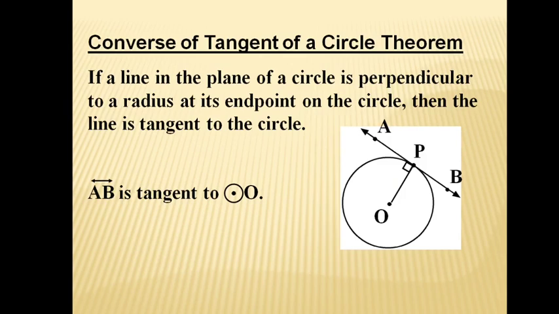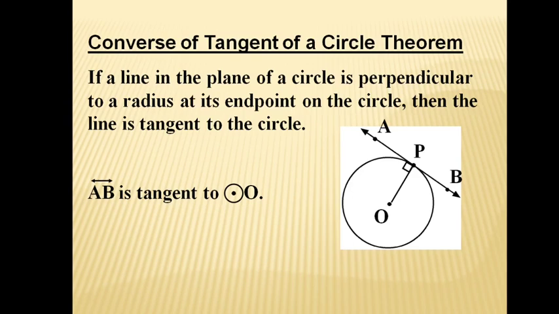Another theorem, converse of tangent of a circle. In the tangent theorem, if a line is tangent to the circle, then it is perpendicular to the radius. If any line is perpendicular to the radius, then you can call it a tangent also. So that is the converse of the tangent of a circle theorem.